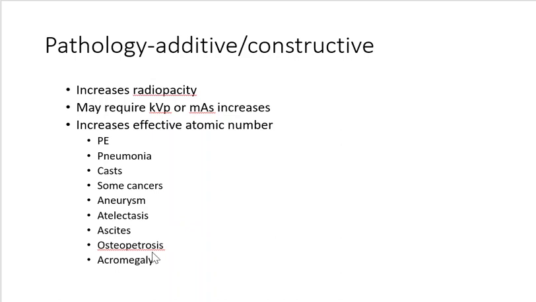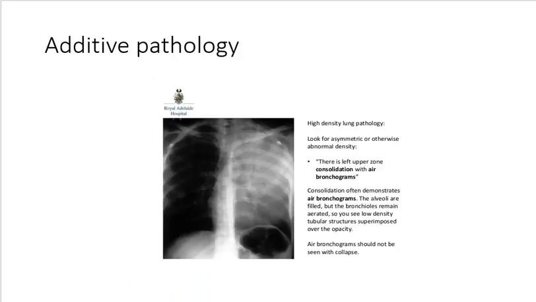Osteoporosis or osteopetrosis, we already talked about. Acromegaly looks an awful lot like osteopetrosis, and acromegaly is gigantism. So what you get is, if the patient has reached the point where their growth plates have sealed up, you get an increase in the diameter of the bone, and you would need to increase mass, definitely, maybe even KVP.